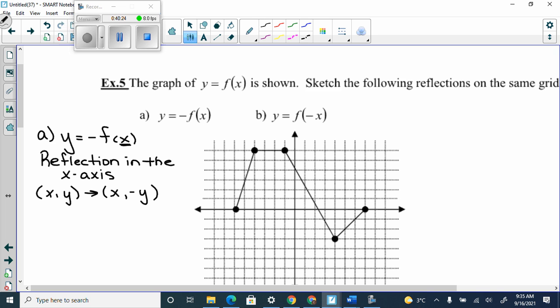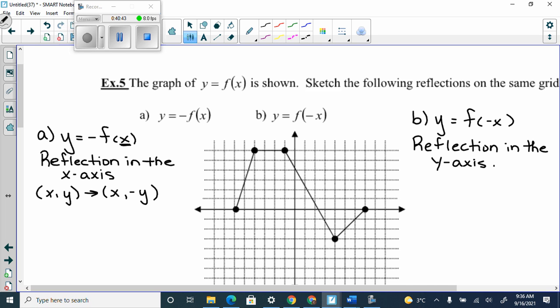Okay, and then if I look at B, it is y equals f of negative x. What is that? A reflection in the y-axis. My coordinate (x, y) becomes (negative x, y) because it's with my x, right?